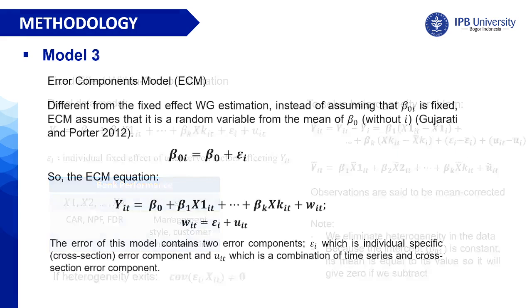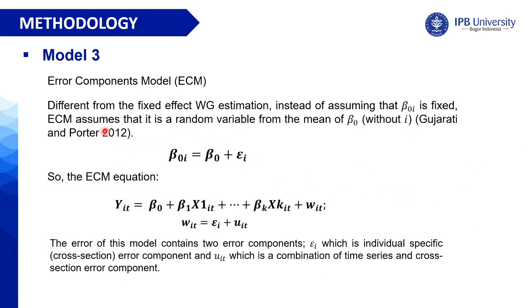The third model to be performed is the error components model. Some people call it the random effect model. Different from the fixed effect within group estimation, instead of assuming that beta 0i is fixed, the error components model assumes that it is a random variable from the mean of beta 0, according to Gujarati and Porter in 2012. If we put the beta 0i equation into the error components model, it will become Yit equal to beta 0 plus beta 1 X1it plus until plus beta k Xkit plus Wit. Wit equal to epsilon i plus uit.